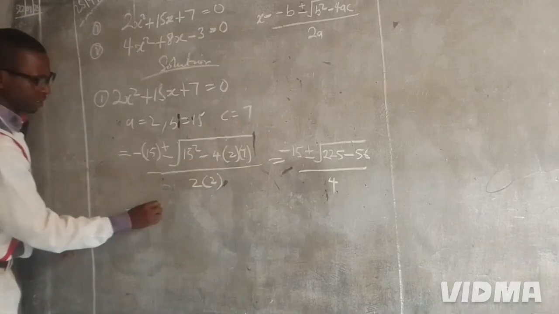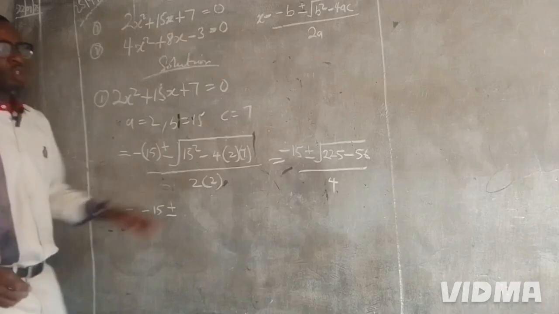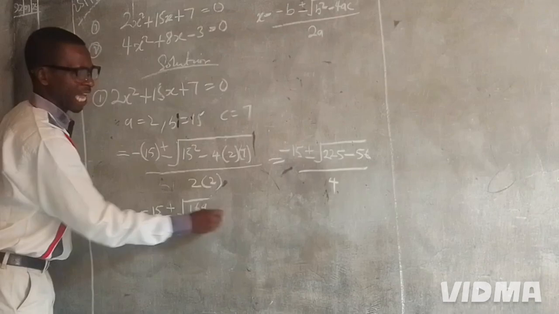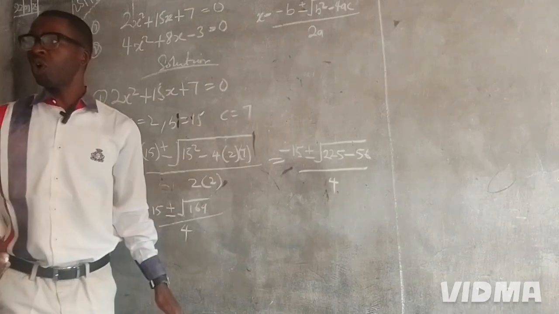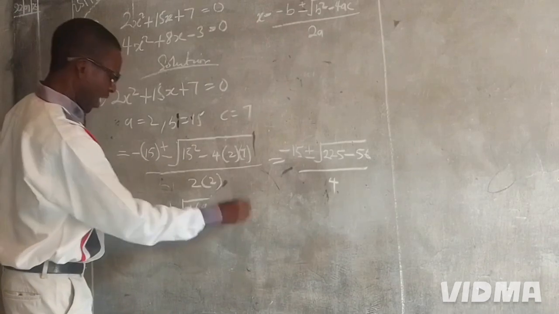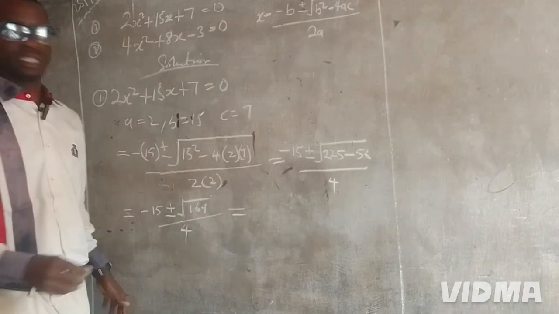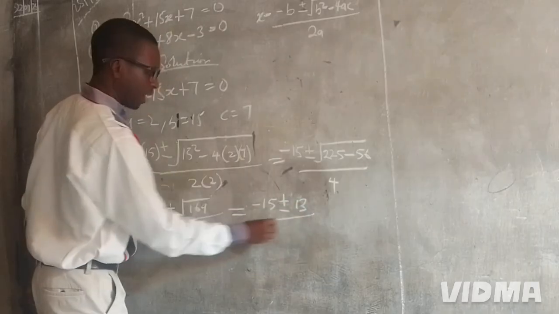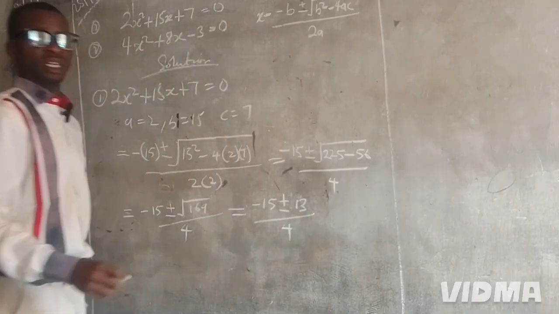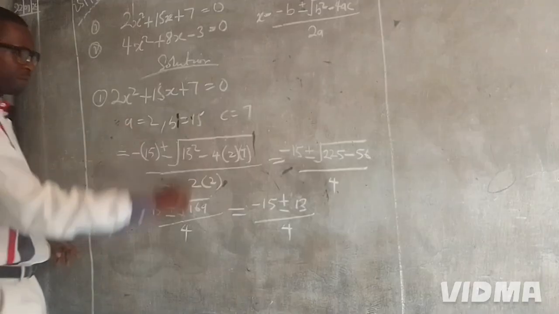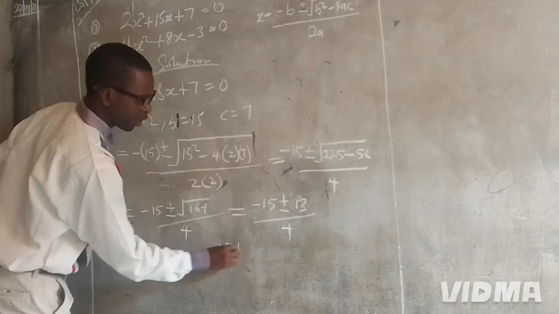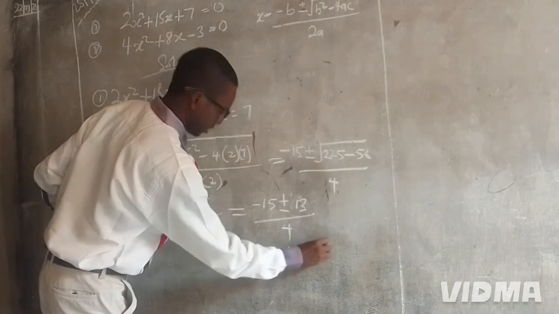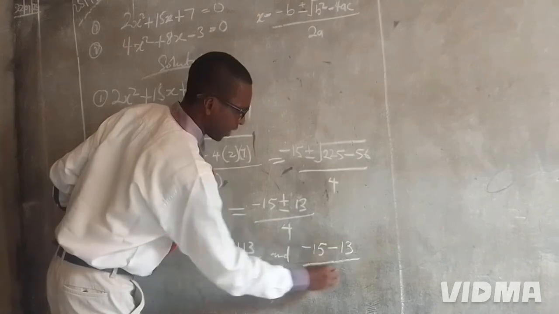So we continue again. Minus 15 plus or minus 225 minus 56, 169. 169 over 4. Is that also? Yes. So our answer, what's the square root of 169? We now have minus 15 plus or minus 13 over 4. Am I good? So we are going to be having two different answers. So let's do the first one. Minus 15 plus 13 over 4 and minus 15 minus 13 over 4.